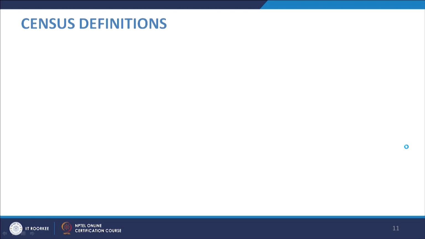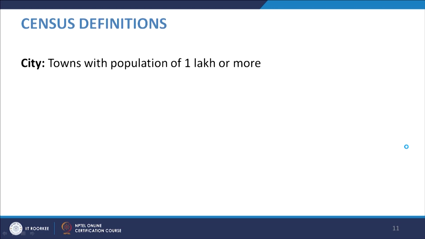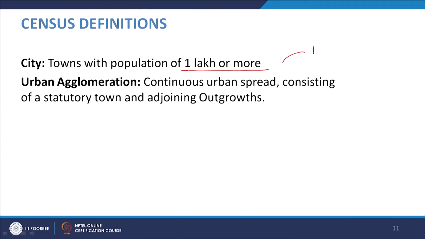Now the census definition says that a city is a town with a population of 1 lakh or more. So it basically gives the benchmark of this nomenclature purely based on population. All the places having 1 lakh or more population are cities, and below 1 lakh they are called towns. So below 1 lakh, those will be towns.